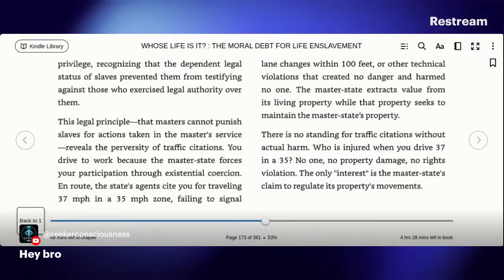There is no standing for a traffic citation without actual harm. Who is injured when you drive 37 in a 35? No one. No property damage, no rights violation. The only interest is the master state's claim to regulate its property's movement.